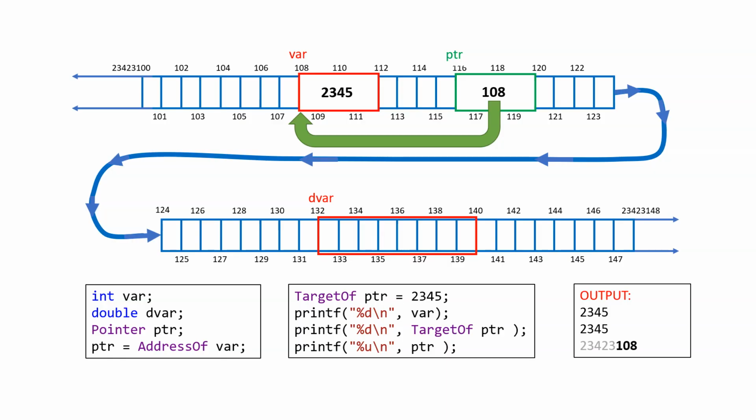So I am printing the value of var, 2345 is printed. I am printing the value of target of PTR, that's again var, 2345 is printed. But if I'm printing the value of PTR, that's the address. Therefore, the address is printed. Are we good? All right.